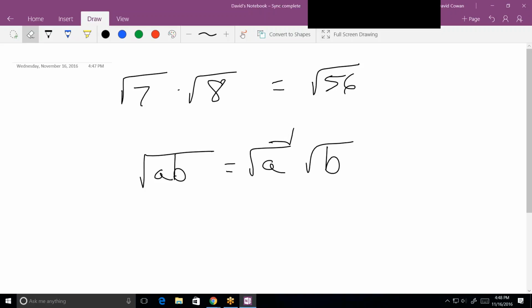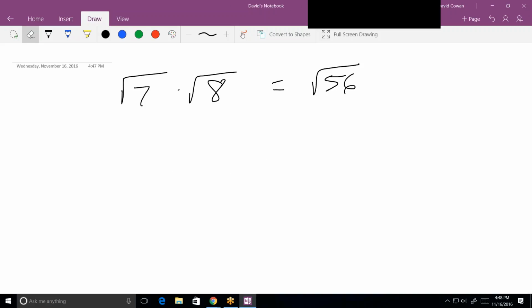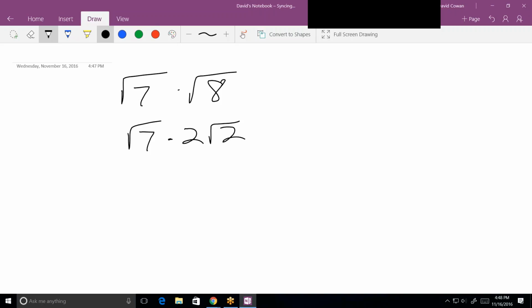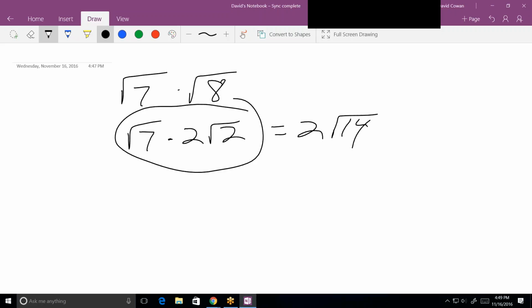And let's back up a step. Instead of strictly multiplying 7 times 8, let's simplify what we have here. Well, I know that square root of 8 is always 2 square root of 2, because I can pull a 4 out, right? Well, now when I multiply those two together, what do I get? You get square root of 14 times square root of 2. Just times 2. In other words, it's that.